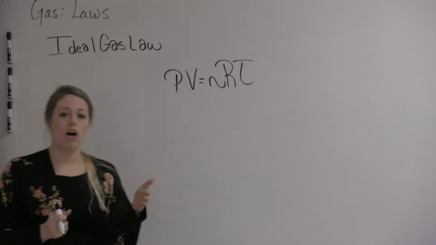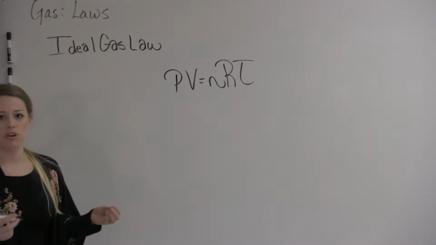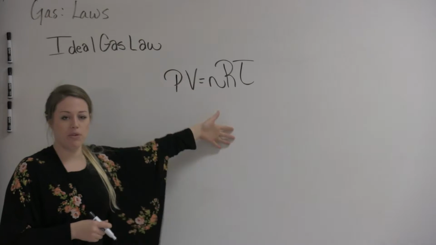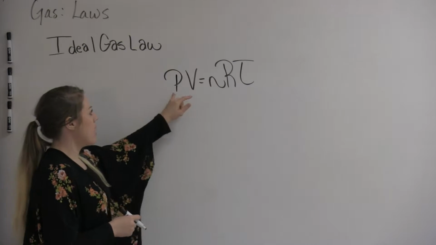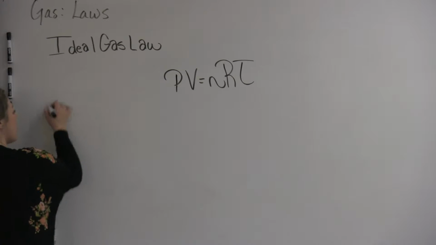So in previous laws, we were starting with an initial pressure and maybe solving for a final pressure. So in this law, we're not starting with an initial and solving for a final. Okay, we've got the pressure, the volume, the N, and the T. You might be saying, what's R? R is going to be our gas constant.